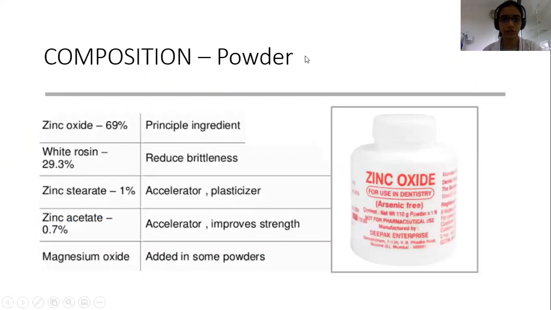So coming to the composition, the main ingredient of the powder is zinc oxide, which is 69%. The other ingredients are white rosin, zinc stearate, zinc acetate, and magnesium oxide. White rosin, 29.3%, is added to reduce brittleness of the set cement. Zinc stearate 1% acts as an accelerator and a plasticizer. Zinc acetate 0.7% acts as an accelerator and it improves strength. And magnesium oxide is also added in some powders.